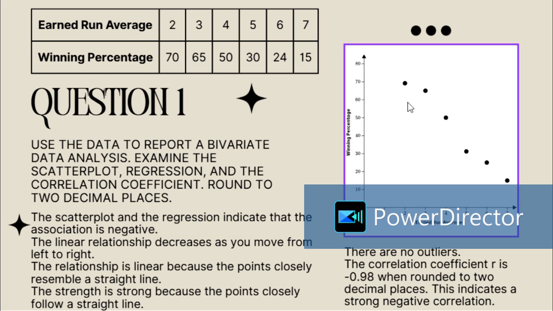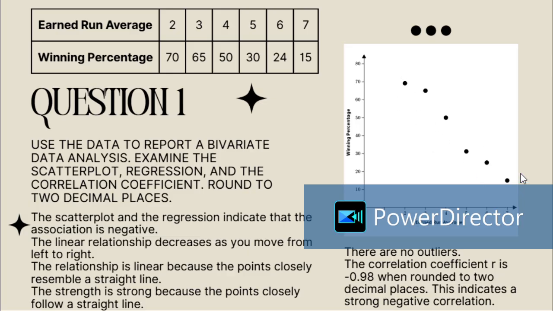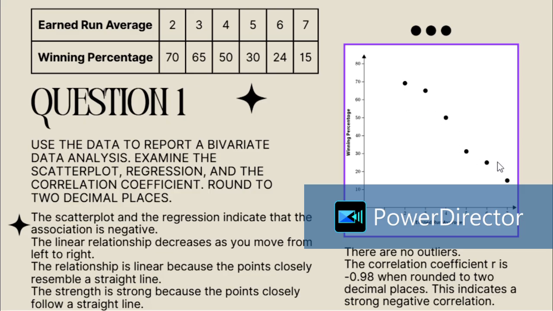If we put a line through here, you can see it's negative. It decreases as you move from left to right. The relationship is linear because you can put a straight line in there. The strength is strong because the points closely follow a straight line.